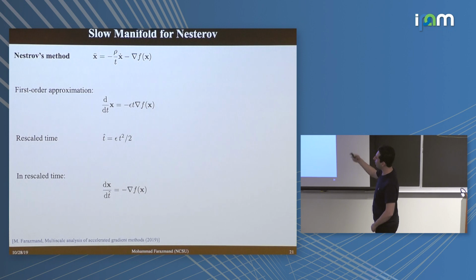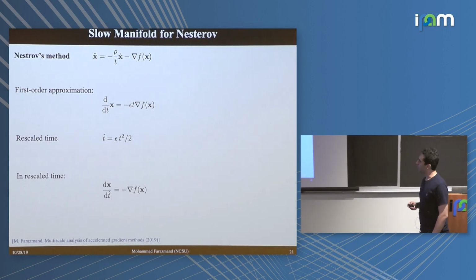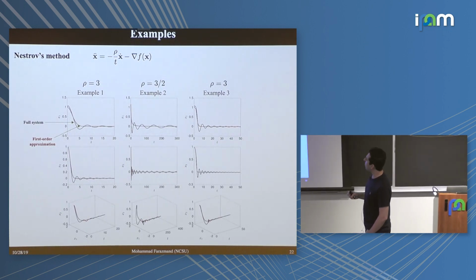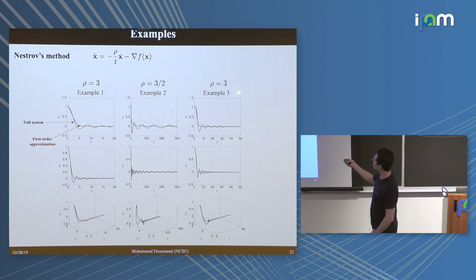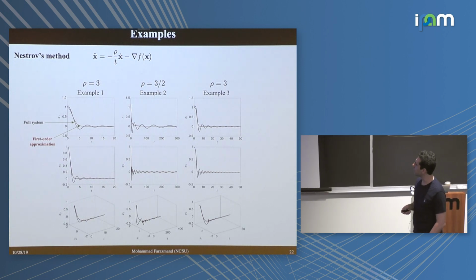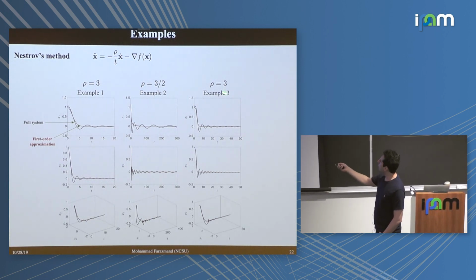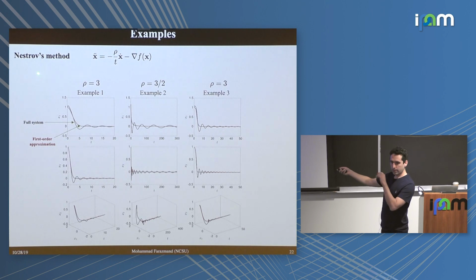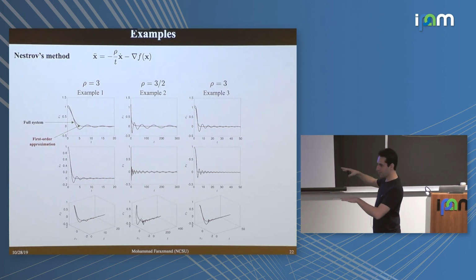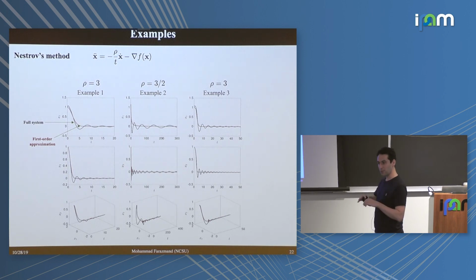And you can do that for higher orders of approximation. The analysis becomes a little bit more complicated than for Polyak's method, so I won't go into that part of it. Examples: again, the three functions that I discussed for Polyak's method, you can do the same experiments with those functions. In examples 1 and 3, I put rho to be the standard value, that is 3. In example 2, I put 3 over 2, just to show that even for smaller values of rho, it still holds.